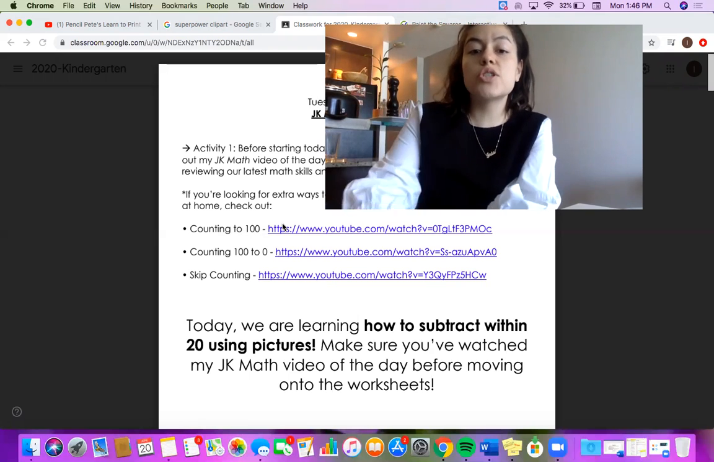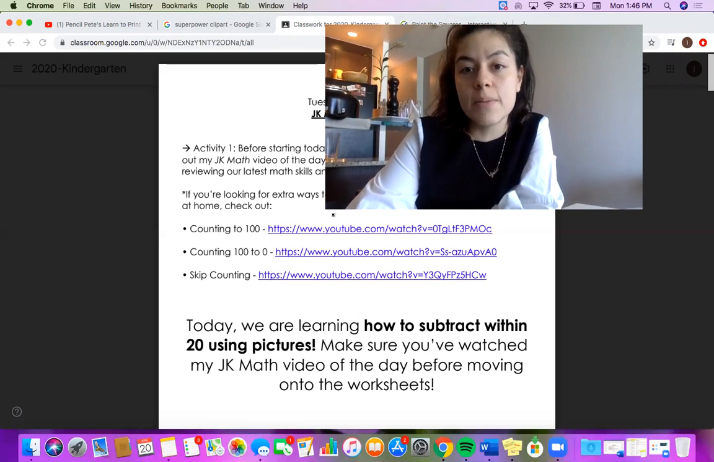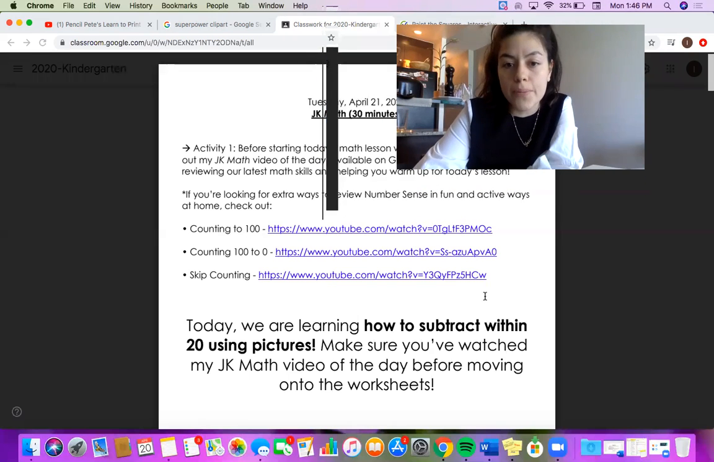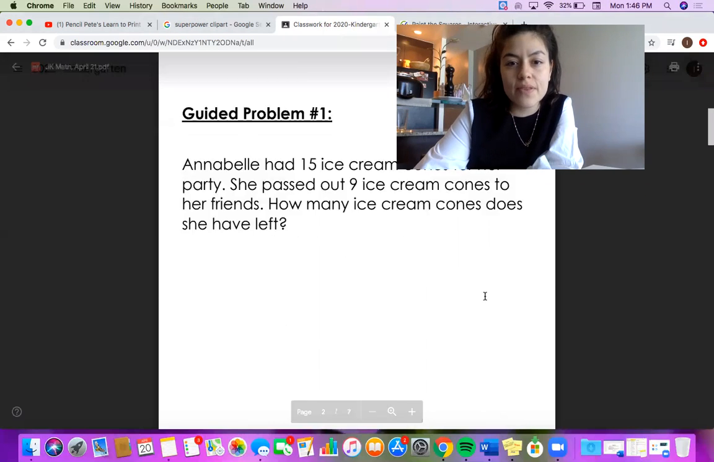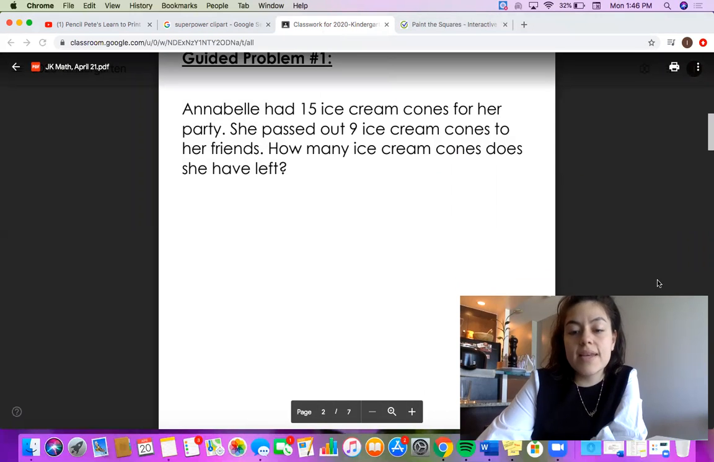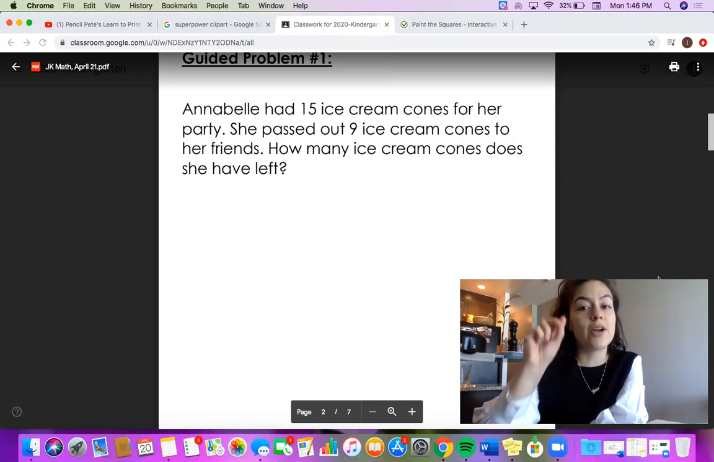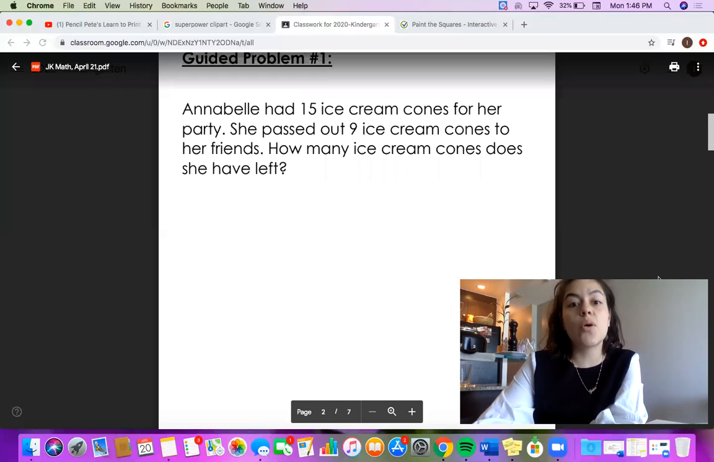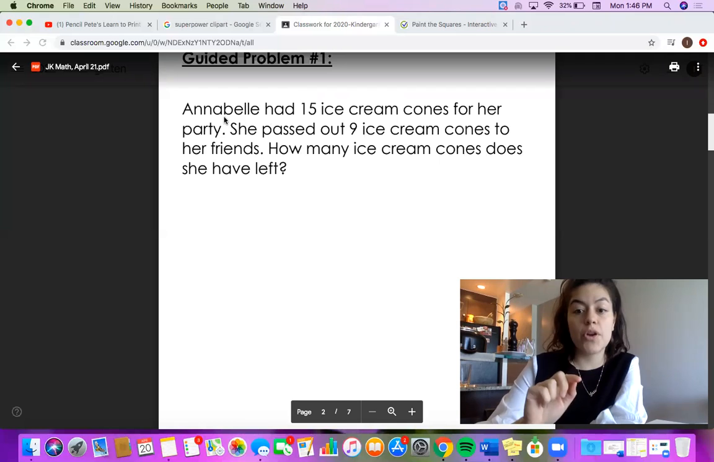Great. Let's look at 2 guided problems before you start solving on your own. Okay. Guided problem number 1. Now remember, today we are solving using our pictures, and today we're going to go all the way up to numbers within 20. So we're going to read our problem 2 times. The first time we just read it, and the second time we're going to go back and circle all the important numbers in our problem.